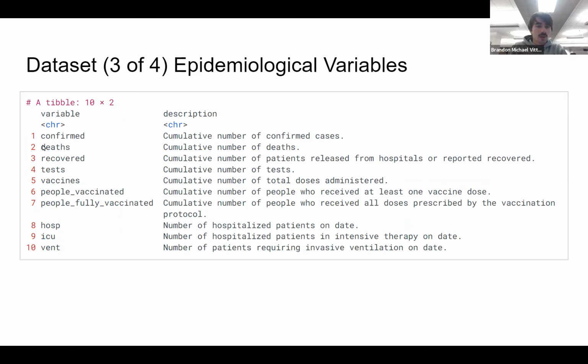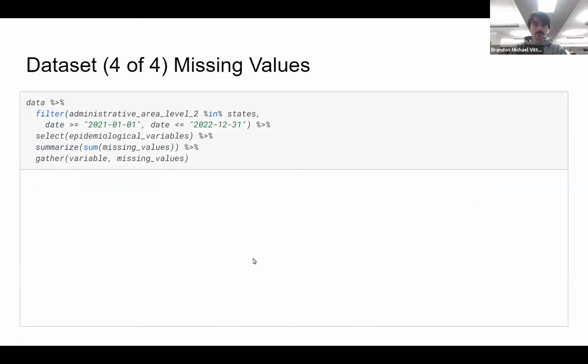So I think that most of these are pretty self-explanatory, but I'm going to point out now that these first 7, confirmed, deaths, recovered, tests, vaccines, people vaccinated, and people fully vaccinated, are cumulative variables up to that date. And hospitalizations, ICU, and ventilators placed are just the absolute value that happened on that day. And that's something that we'll deal with a little bit later during cleaning.